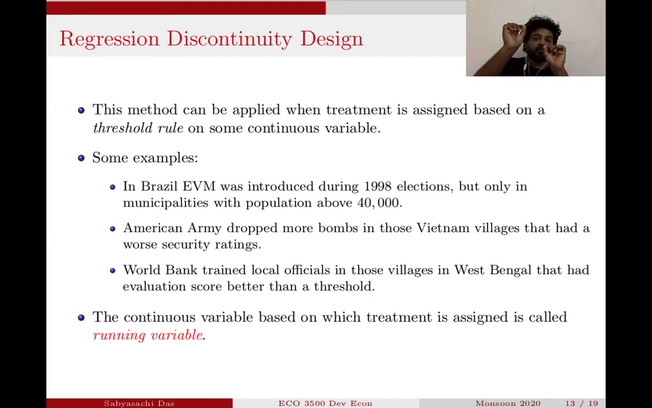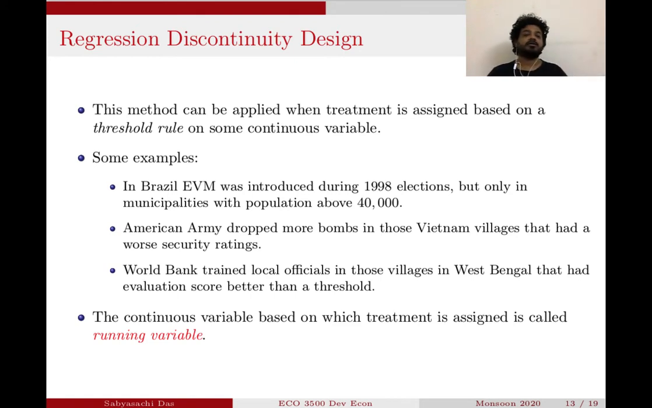So the moment it crossed 0.5, you get assigned into the treatment group, and the villages get significantly more bombings, versus those who fall slightly below 0.5 get significantly less bombings, right? So you get discontinuity in the amount of bombs that get dropped, and that can have significant impact on state formation and development outcomes going forward.